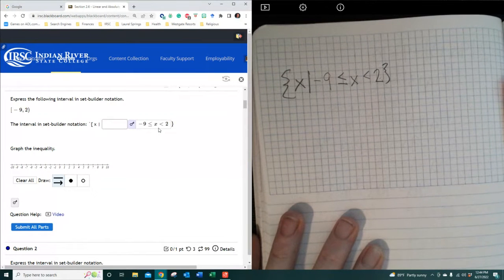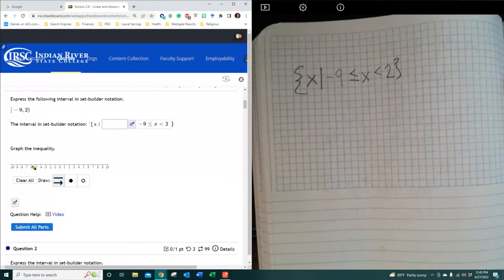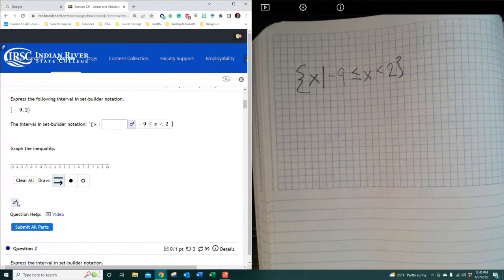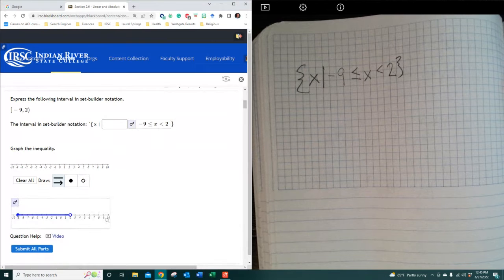All right. So now it says graphing the inequality. The way you graph your inequality is you're going to use a closed circle for values that are inclusive and then open circles for values that are exclusive. So when we look at the answer here, it's going to be inclusive to the -9, put a little dot there, and then put a line between these two, and then you have an open circle at 2. All right, and that's how you graph linear inequalities.